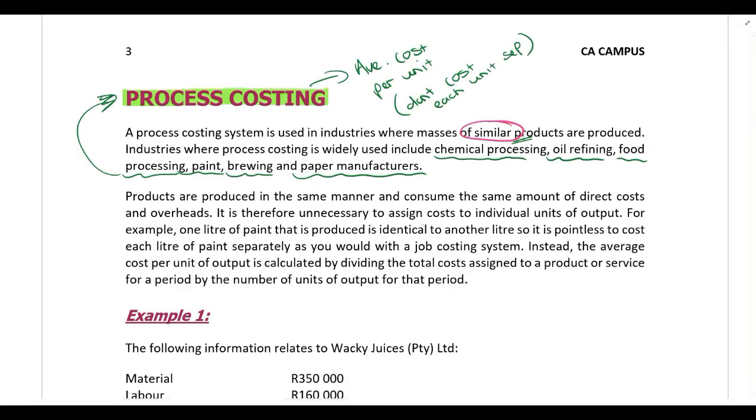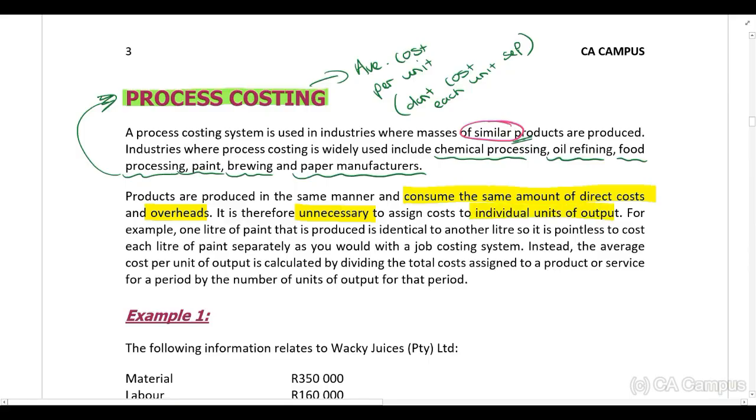And this should make sense. Why are we not costing each one separately? Because all of the products are similar, it means that they consume the same amount of costs and overheads, direct costs and overheads. So it's unnecessary to cost all of these products individually.